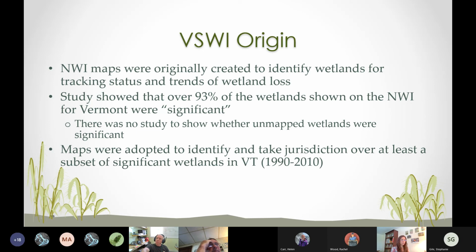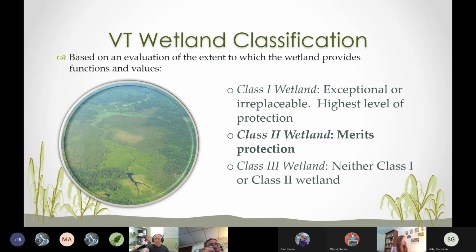That study didn't really go into what the protected functions of non-mapped wetlands were. But those VSWIs stood as a basis of jurisdiction from 1990 to 2010. So the wetlands that we protect are Class 1 wetlands, which are the highest level of quality and merit some special protection. They have a 100-foot buffer zone.